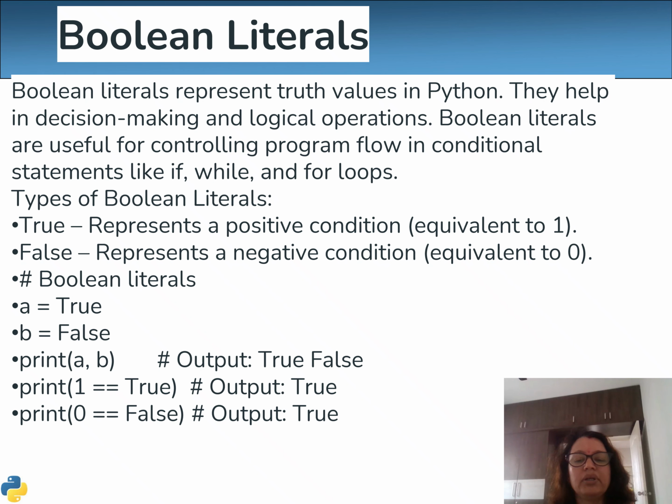Then Boolean literals. They take the values true and false. Boolean literals represent truth values in Python. They help in decision making and logical operations. Boolean literals are useful for controlling program flow in conditional statements like if, while, and for loops. So I have taken true to represent a positive condition, equivalent to 1, and false to represent a negative condition, equivalent to 0. I have taken A is equal to true, B is equal to false. Print A comma B will return true, false.